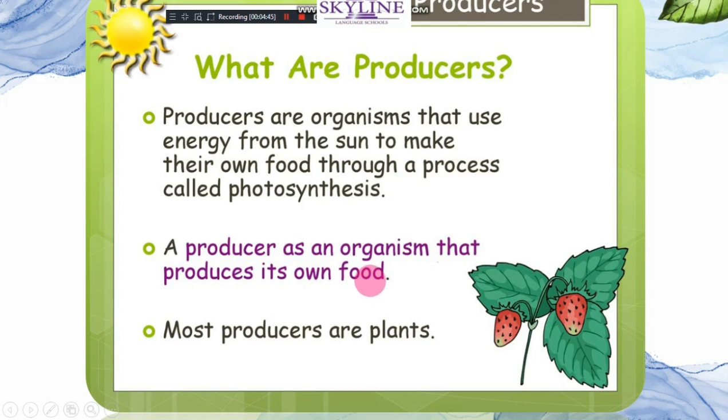Which organisms can make their own food? The plant. So most producers are plants. These organisms use energy from the sun to make their own food through the process called, don't forget, photosynthesis. Don't forget this photosynthesis process. So all producers are considered plants. Why? When I ask you, give the reason. Plants are called producers because they can make their own food by themselves using the photosynthesis process.